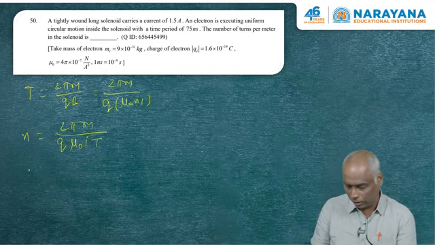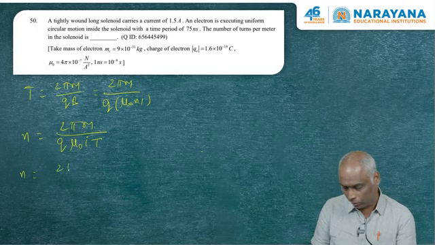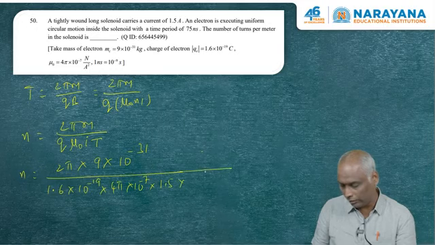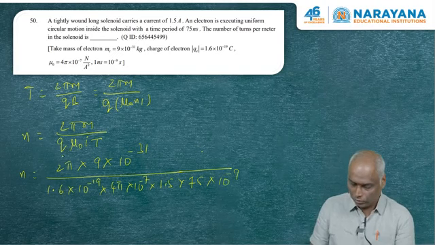So n is equal to 2 pi into m. The mass of the electron is 9 into 10 power minus 31, whole divided by the charge of the electron, 1.6 into 10 power minus 19. Mu naught is 4 pi into 10 power minus 7, into the current, 1.5 amperes, and the time period is 75 nanoseconds, 75 into 10 power minus 9. So 2 will go 2 times. 2 into 1.5 is 3.